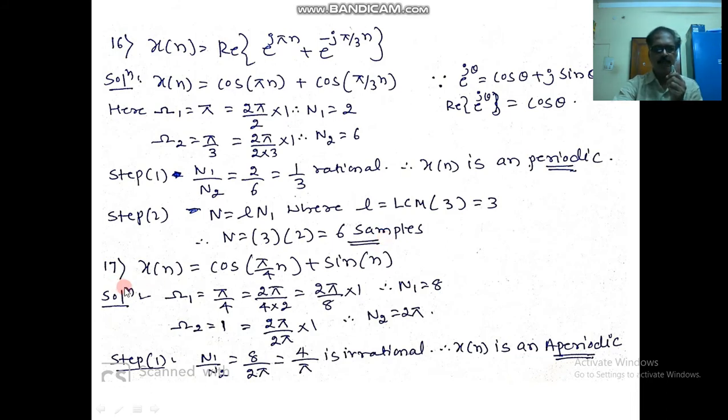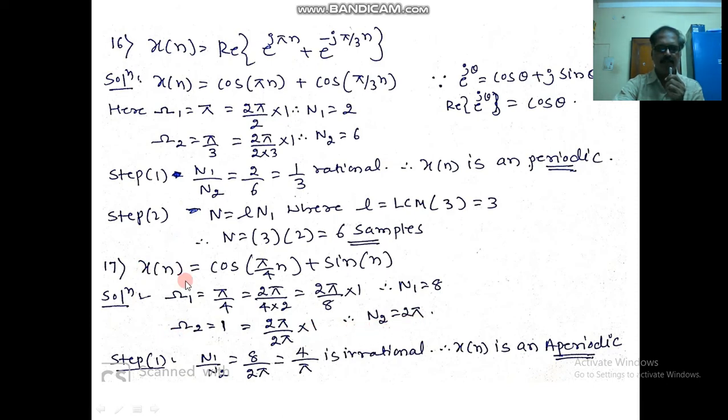Go for the 17th problem. x of n equals cos of pi n by 4 plus sin of n. Again it is a linear combination of two signals. Here omega 1 equals pi by 4, expressed in the form of 2 pi by n into k, n1 equals 8. Now for sin of omega n, the omega value here is 1, expressed in the form of 2 pi by n into k, here n2 equals 2 pi.